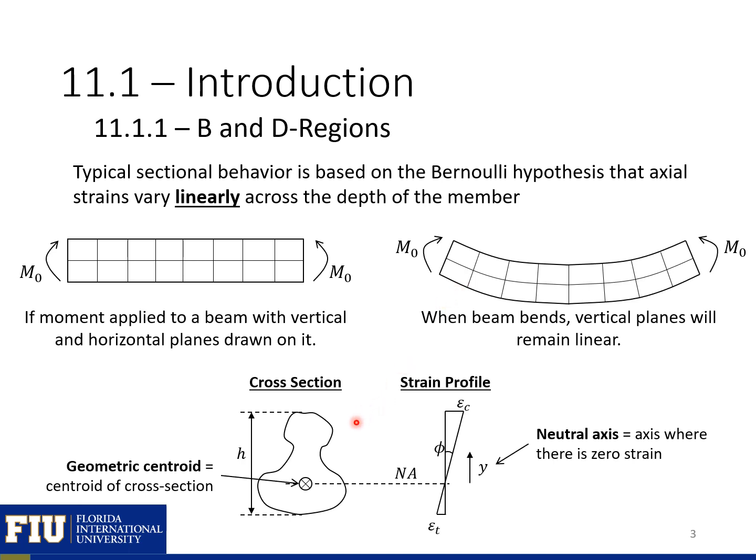So this means in our cross section, as we're bending, we're going to bend about the geometric centroid, so we'll have 0 strain there, and then the strain will vary linearly across the depth of the section. So this is the main assumption for many of our sectional design approaches.